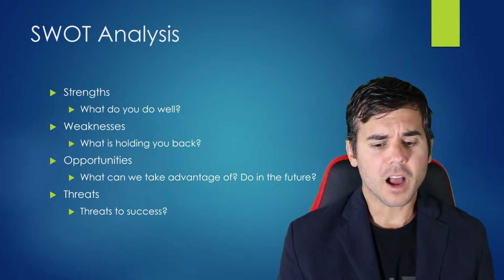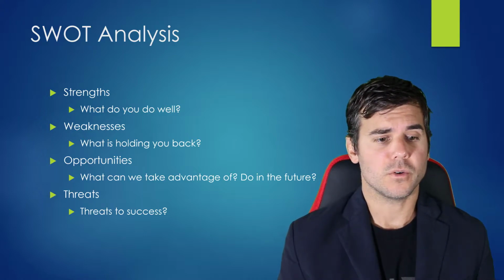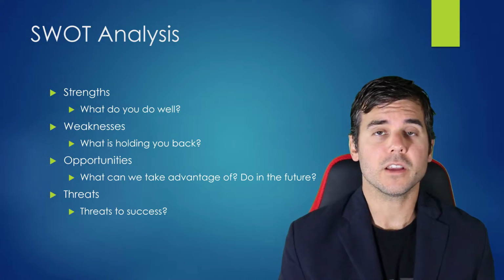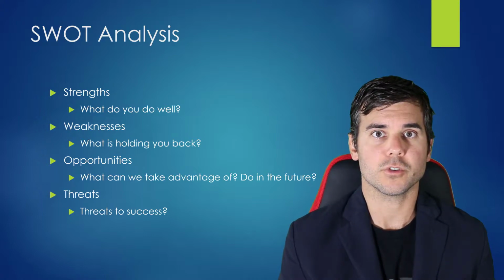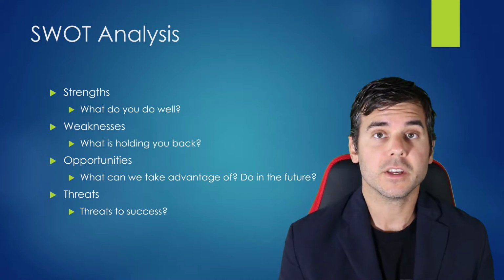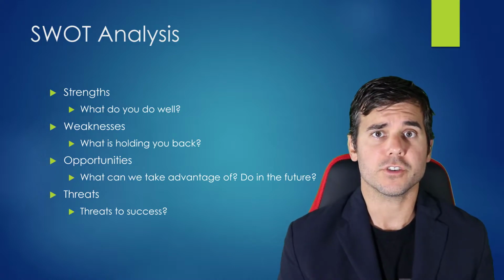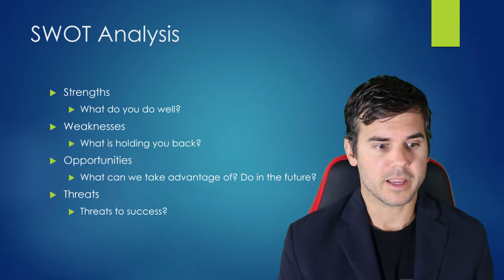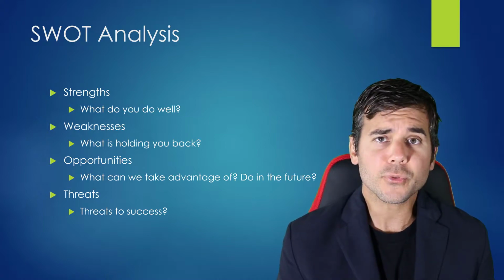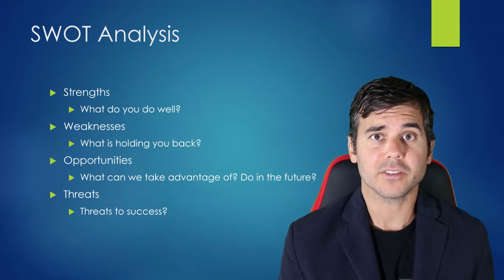And then opportunities are, what can we take advantage of? Like, what can we do as a team? What can we do as a group that we're not doing that could help us? What kind of things can we do in the future? What can we do in the next year, the next 5 years? What's our plan? And then threats are, what are our threats to success?